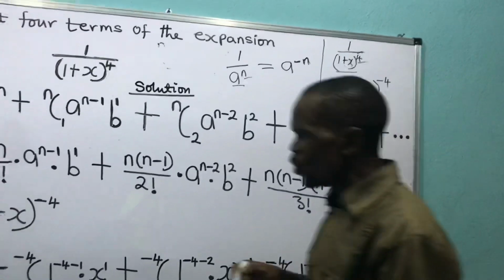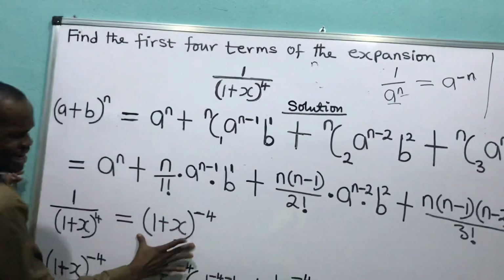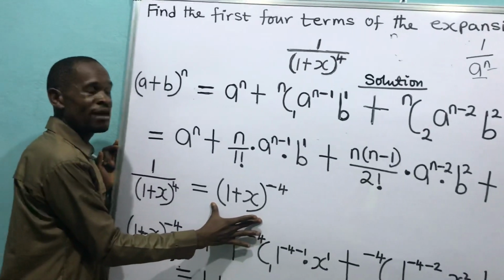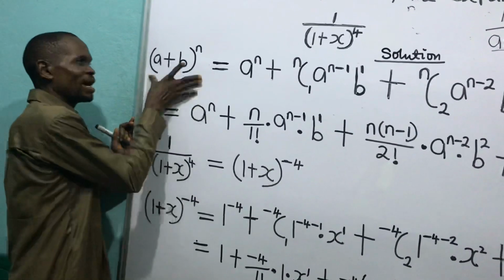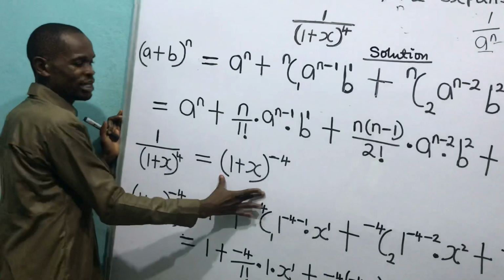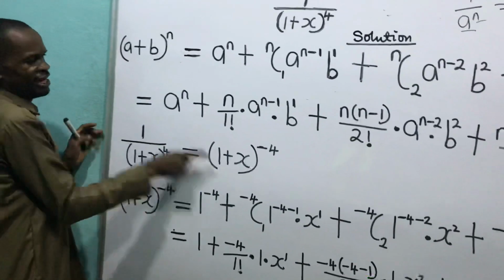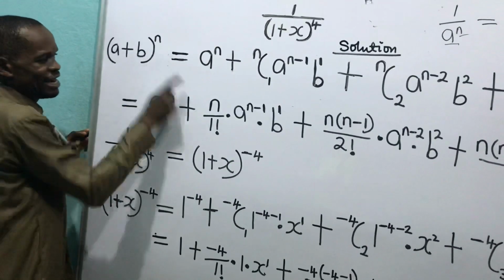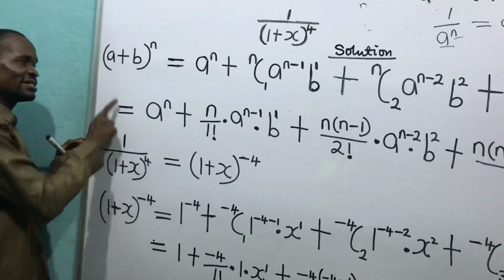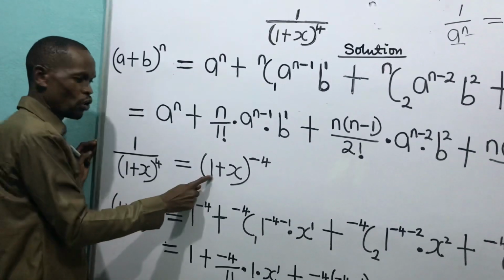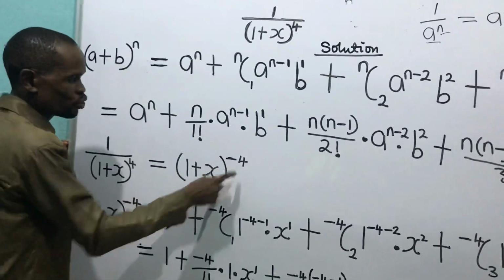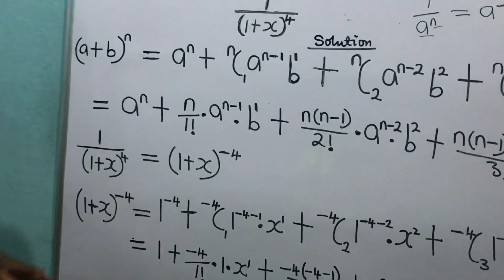So when I have done that, looking at this, we have put it in a binomial formula format. Look at the binomial format. I have put it in a binomial format. In this case, a is 1, and b is x, and n is minus 4. We now go to expansion.